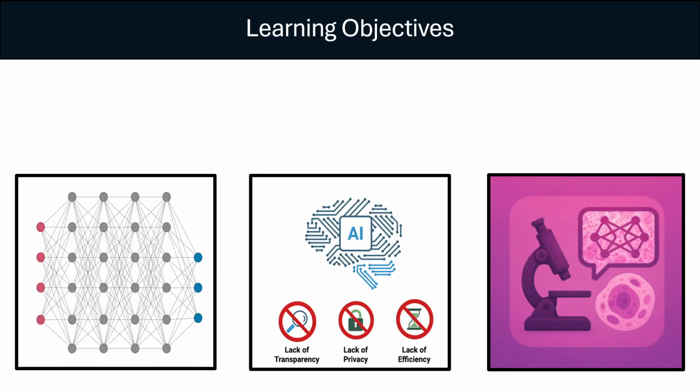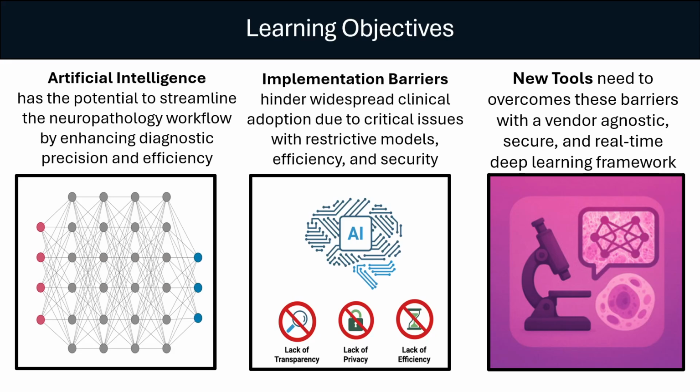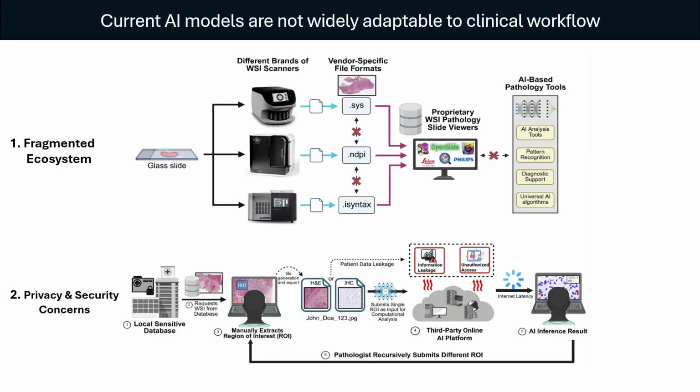So let's get started with the learning objectives. There will be three main ones for the purposes of this talk. First, we will explore the potential role of artificial intelligence in pathology. Secondly, we will be discussing current barriers for AI model and AI implementation in pathology. And lastly, we will define the requirements for a successful future AI model for it to be implemented widely in clinical workflows.